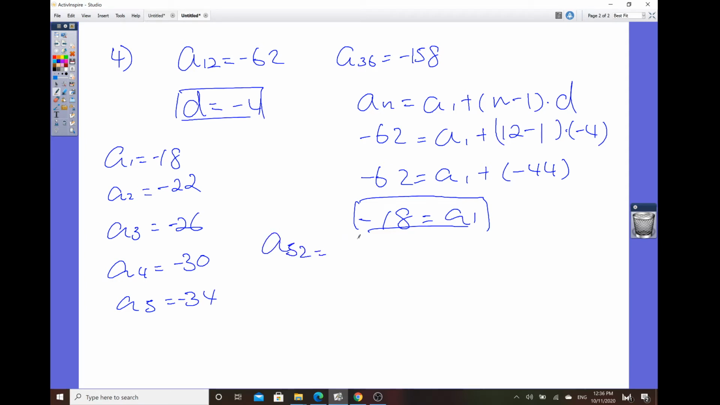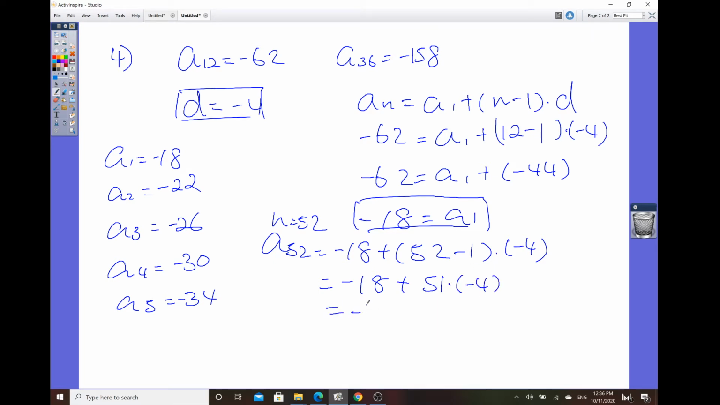So using that a sub 1, negative 18, plus 52, because n equals 52, minus 1 times the common difference, which is negative 4. So negative 18 plus 51 times negative 4, which is negative 204. And then combine it with negative 18. So then that'll be negative 222.